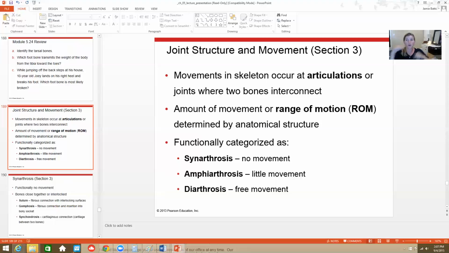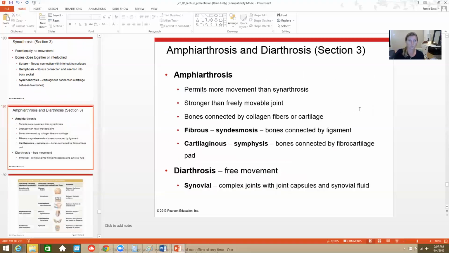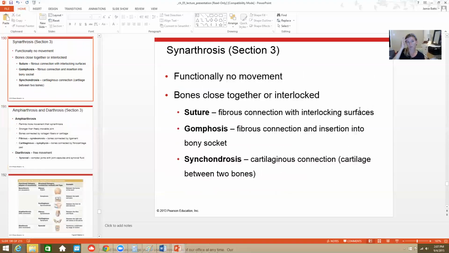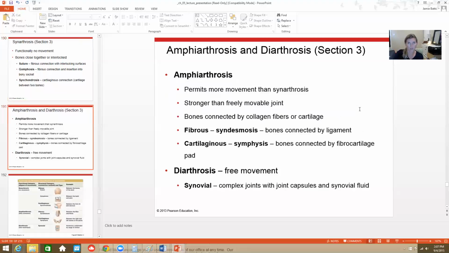A diarthrosis is all this, right? This is our big movers, freely movable. So, oops, I skipped some. So our synarthrosis would be sutures, like I mentioned, gomphosis, our teeth, and a synchondrosis, which is that cartilaginous connection between two bones, like the epiphyseal plate on our long bones. An amphiarthrosis is stronger than a freely movable joint, and it has just a little bit more movement involved in it. This is like our hip bones, like our pubic symphysis. And then the diarthroses are our synovial joints. These are freely movable.